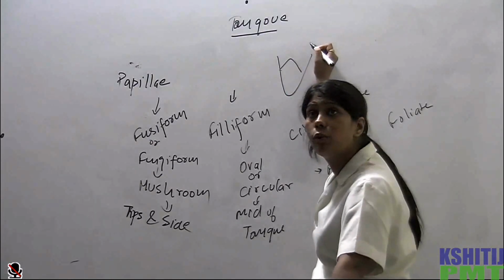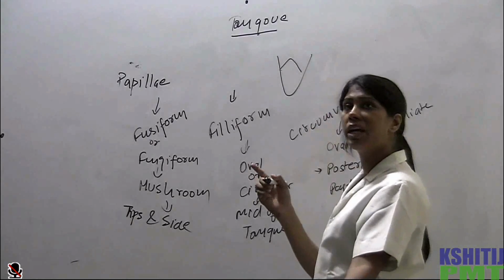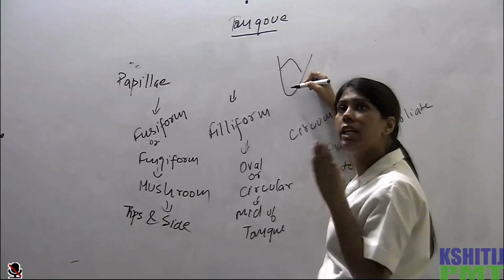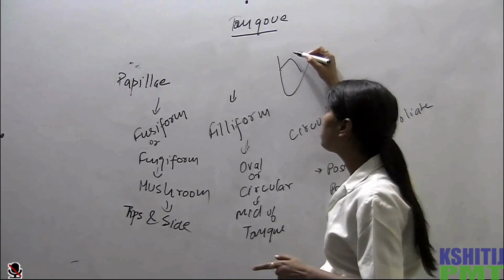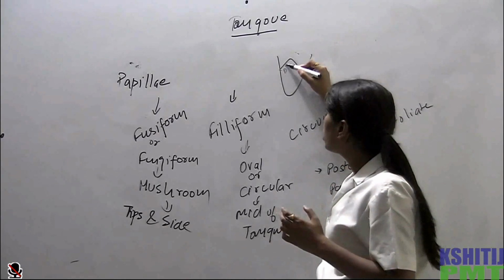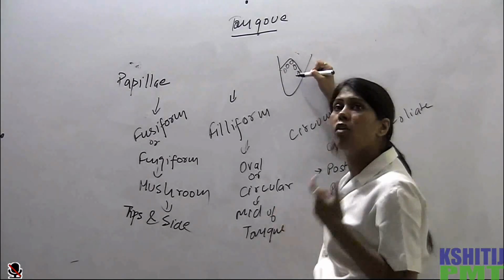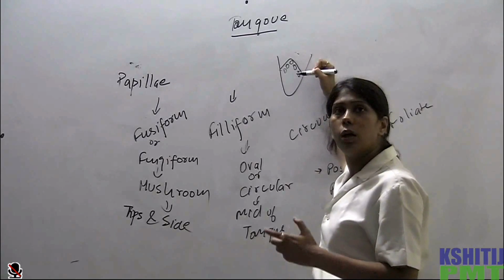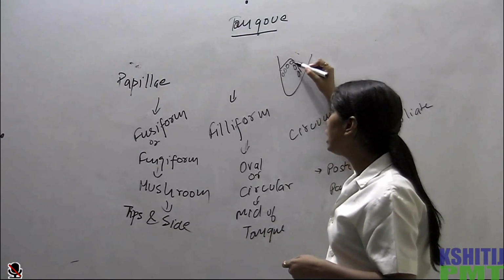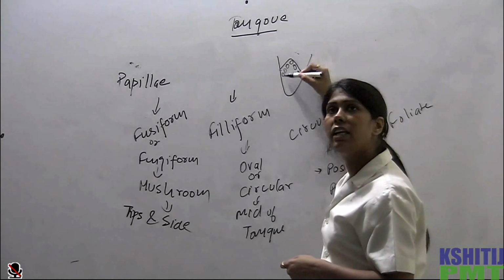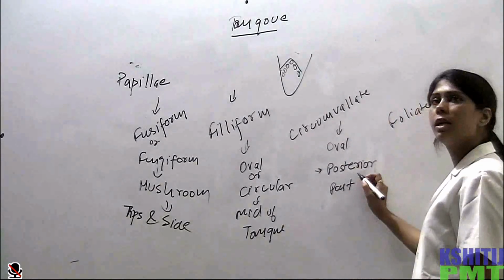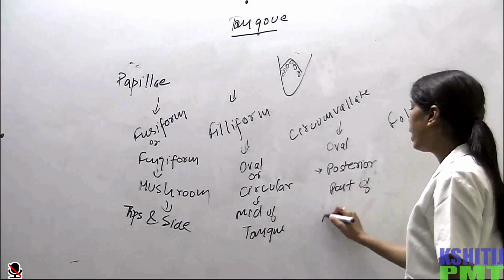As I told you, the taste buds are only present in the anterior part. So if I am saying that it is present in the posterior part, it doesn't mean that it is present at this part. It means that it is present at the posterior end of the anterior part of the tongue. Am I clear with this? So it is present at the posterior part of the anterior tongue.